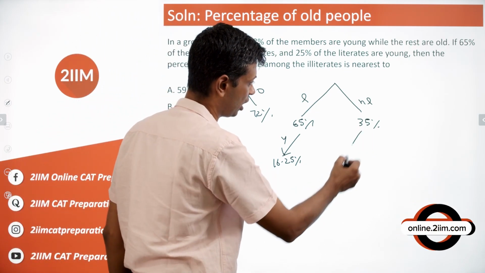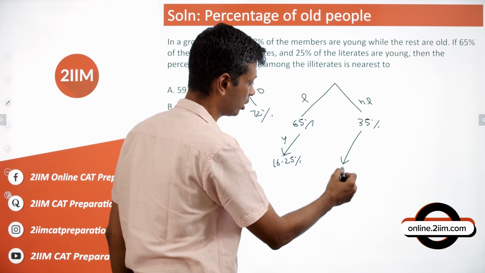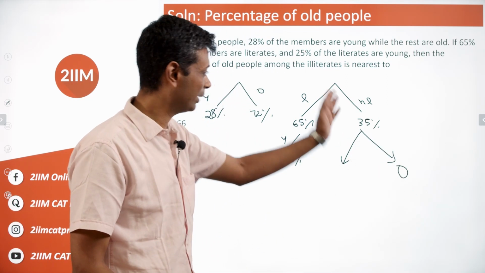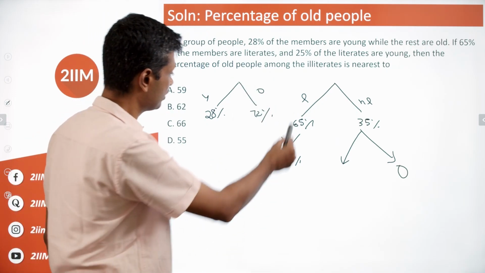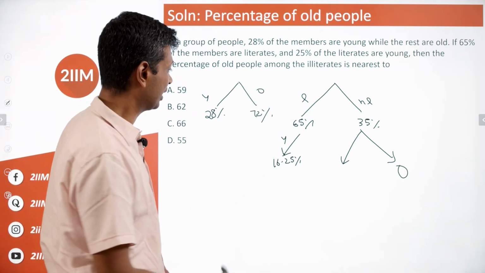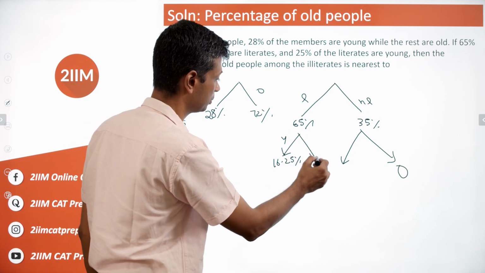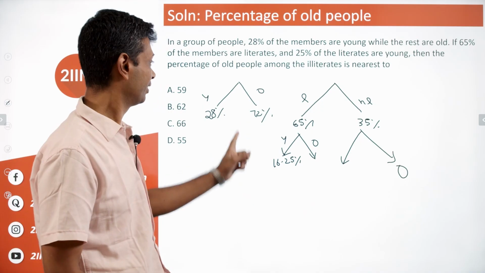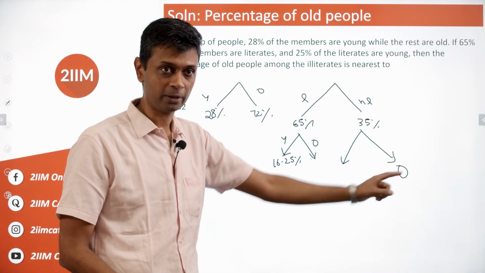So we want to find among the illiterates what percentage, what number is old. We find that, then we can do that by that and then simplify. Out of 65%, 16.25% are young. The remaining are old. Okay. So we can find the old here, plonk that here, find the not literate and then simplify there.